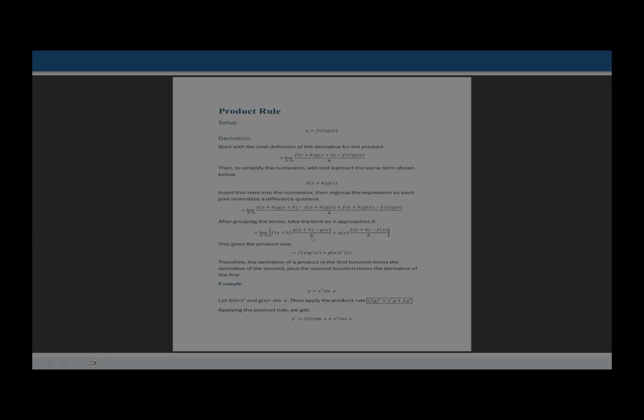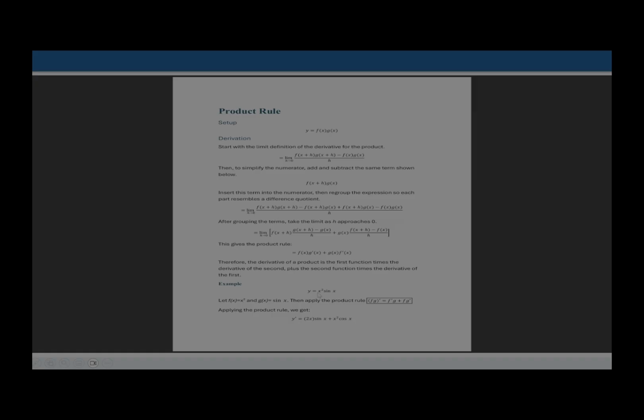As h approaches 0, we get a limit from this term and a limit from this term. So we get the product rule. f(x) is this, a derivative of function g, and this is the derivative of function f. So that's the formula: f(x) times the derivative of g(x) plus g(x) times the derivative of f(x). Therefore, the derivative of a product is the first function times the derivative of the second, plus the second function times the derivative of the first. This is a formula we remember.